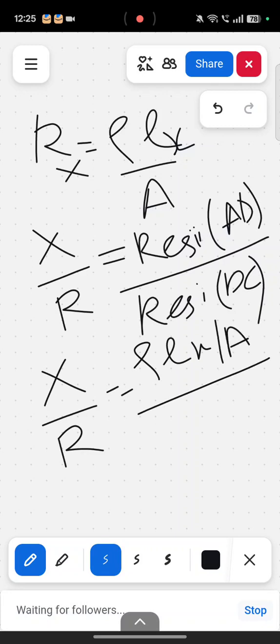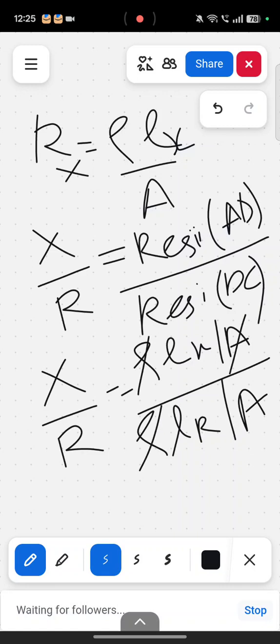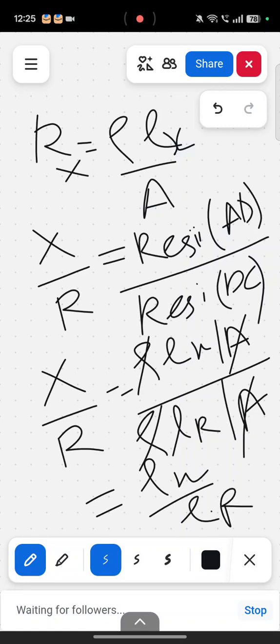Now, divided by the resistance of wire DC, which is related to the balancing length Lr, so rho again is the same constant, the length becomes Lr, divided by the area of cross section, which is also constant. Okay, rho gets cancelled, area gets cancelled. Now what is left? X upon R is equal to Lx upon Lr.